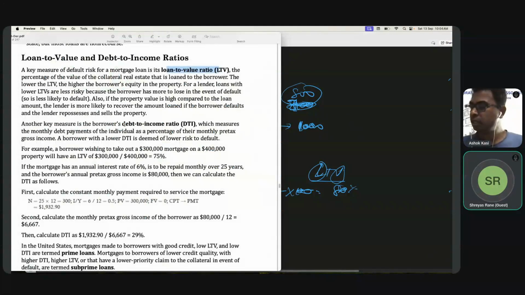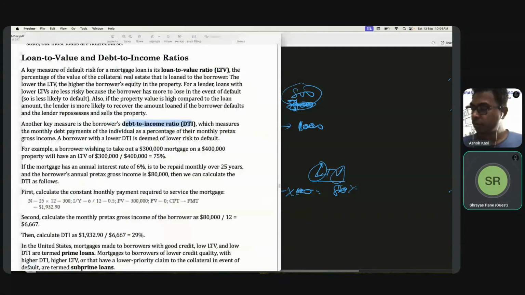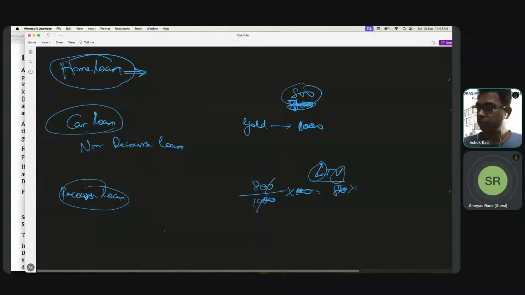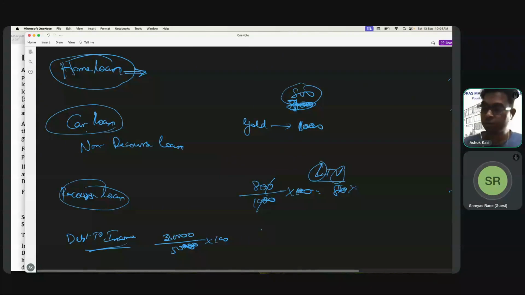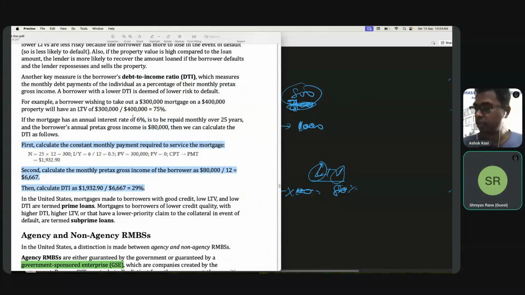Then similarly, debt to income. Debt to income means, for example, your debt EMI is 30,000 and your income is 50,000. So just calculate this one: 30,000 divided by 50,000 into 100. You can understand it from the name itself. 60 percent. So 60 percent is the debt to income ratio. The sums are not needed, all this you can ignore.